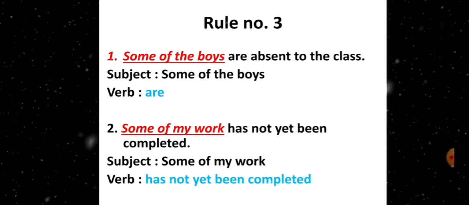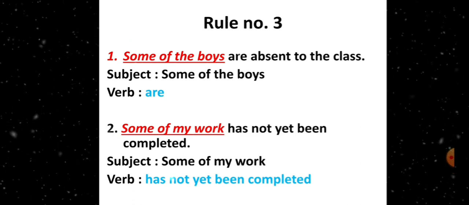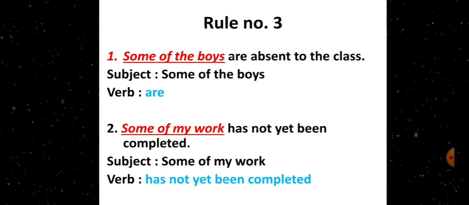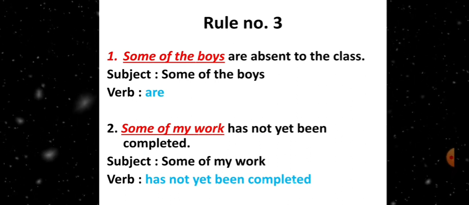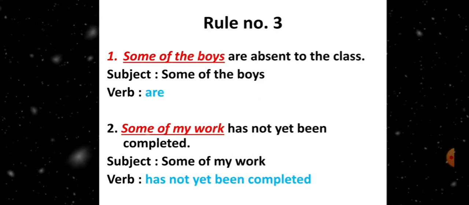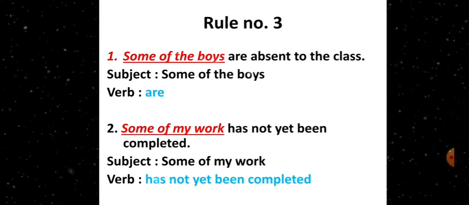Next. Question number 3. Some of the boys are absent to the class. Now, can you see what's wrong with this sentence? So, always identify the verb first. So, here the verb is are. And now, what actually precedes the verb? What comes before the verb is some of the boys.